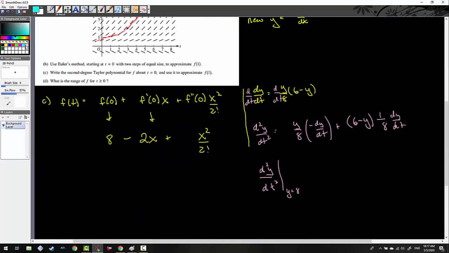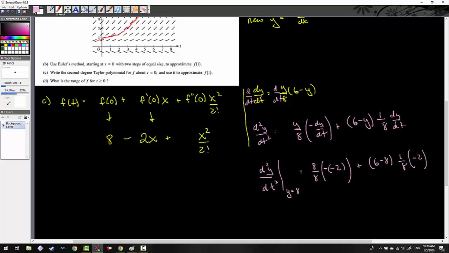So from here, what's that going to look like? Well, that's going to look like 8 over 8 times. Now remember, dy over dt at (0, 8) was negative 2. But it's still being negativized, so I know it's going to end up being positive at some point. And it's going to be plus 6 minus 8 times 1/8, and then negative 2 here.